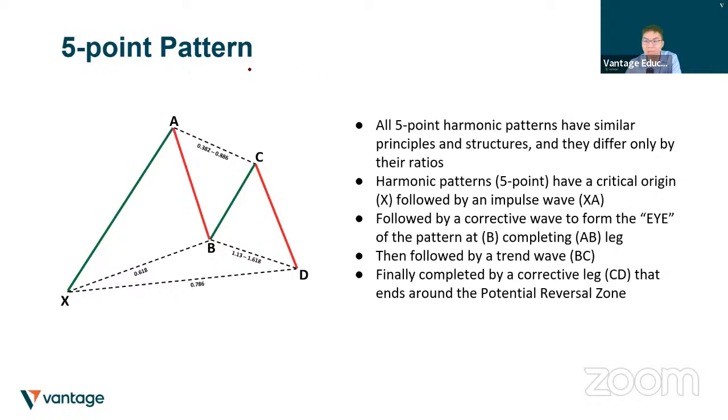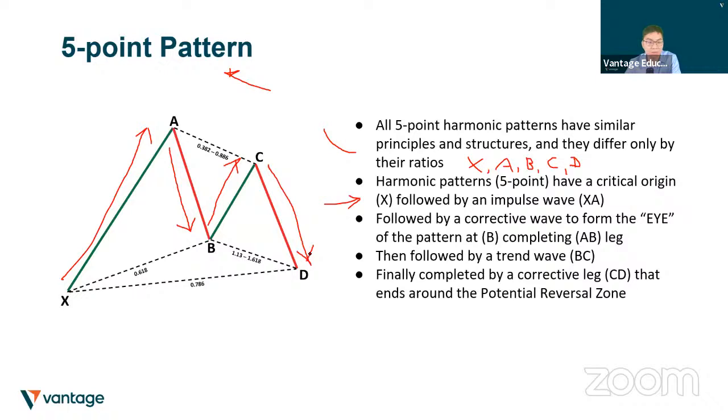The first pattern is the 5-point pattern. All 5-point harmonic patterns have similar principles and structures, and they differ only by the ratios used to identify them and locate their key nodes X, A, B, C, and D. The 5-point harmonic patterns have a critical origin X, followed by an impulse wave XA. Then a corrective wave forms the eye of the pattern at B, completing the AB leg. Then a trend wave BC, and finally a corrective leg CD that ends around the potential reversal zone.